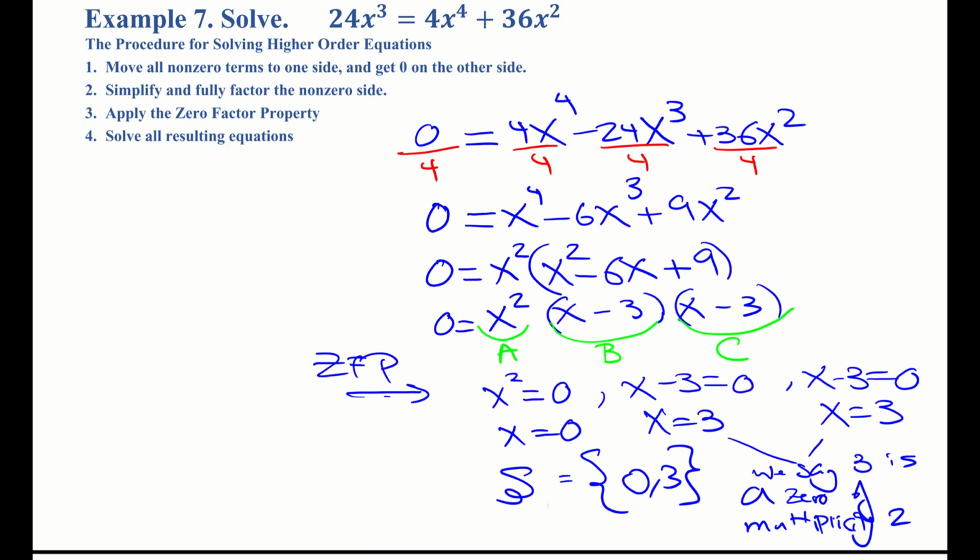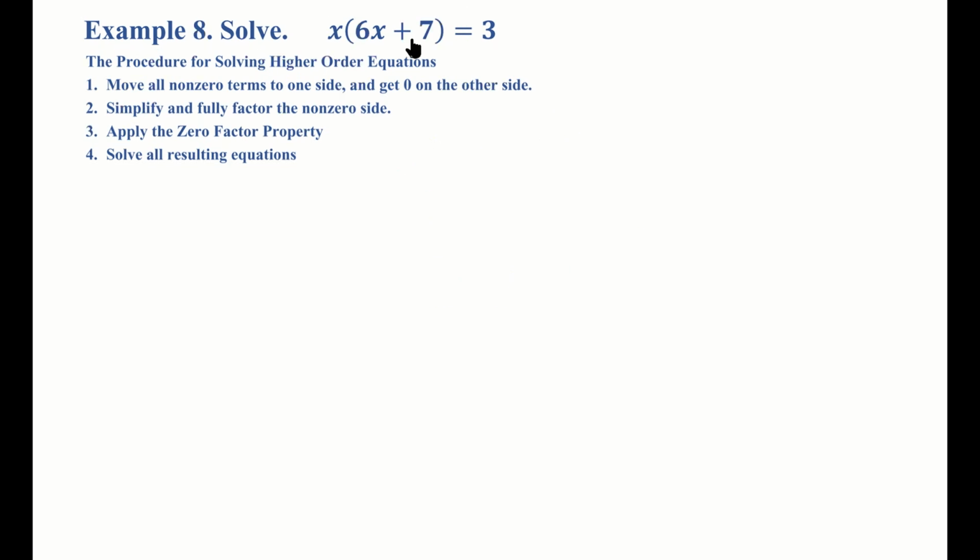All right, so here's another one for us. It looks like it's ready for zero factor property, doesn't it? Something times something else. There's just one big problem, right? That's not 0. So make sure you don't make the mistake of thinking you're ready to apply the zero factor property. We don't have a 3 factor property. We only have a 0 factor property.